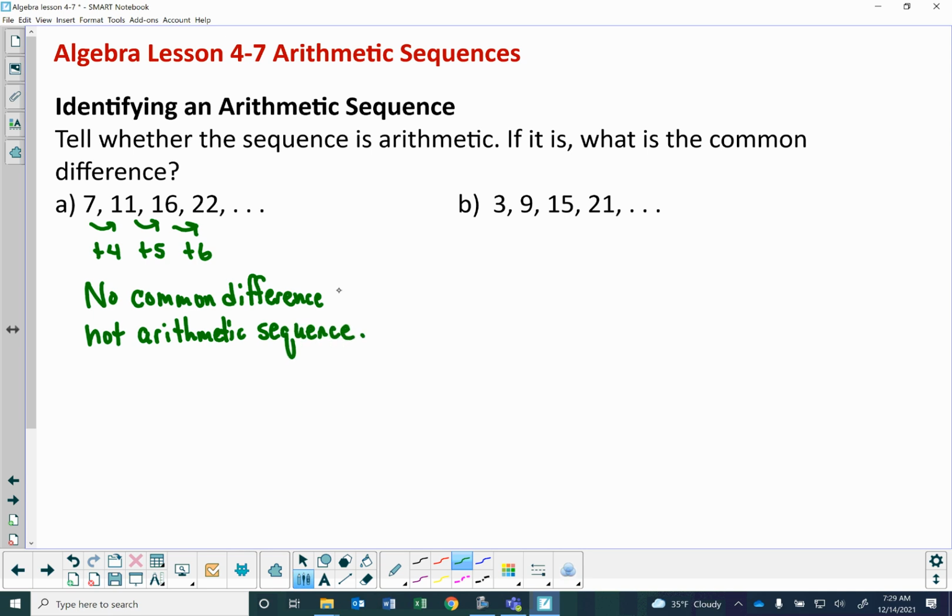Let's look at letter B here. 3 to 9, that adds 6. 9 to 15, that adds 6. 15 to 21, that adds 6. So yes, the common difference is 6, so this is an arithmetic sequence.